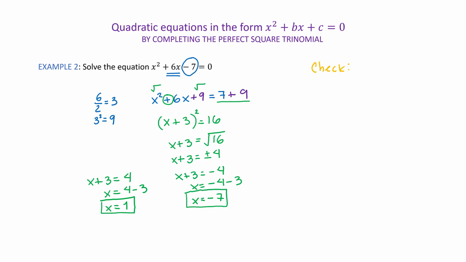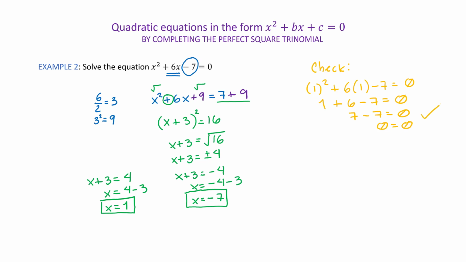To check our solution, we substitute both numbers as the value of x in our original equation. The square of x, which is the square of 1, plus 6 times x, which is 1, minus 7 should be 0. The square of 1 is 1. 6 times 1 is 6. Minus 7 should be 0. 1 plus 6 is 7. Minus 7 should be 0. And 7 minus 7 is 0. Therefore, x equals 1 is correct.